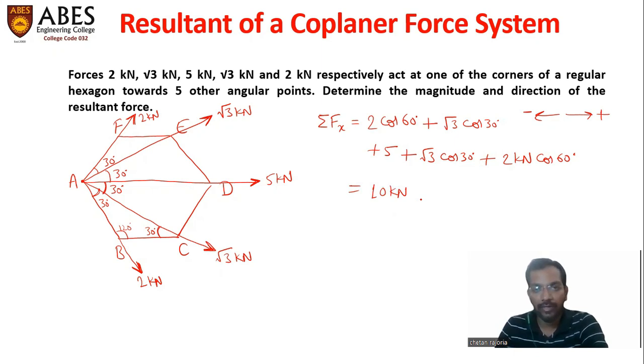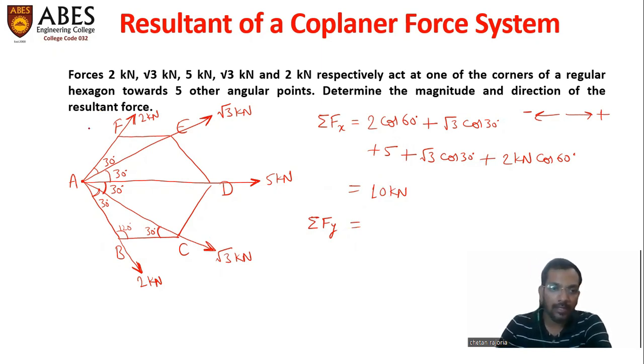You can check your calculators and please check the final value of this expression. It's coming to be 10 kilonewtons. Now we are going to find the summation of vertical components of forces. It is written as sigma Fy. Now we will consider all the vertical components of these 5 forces.